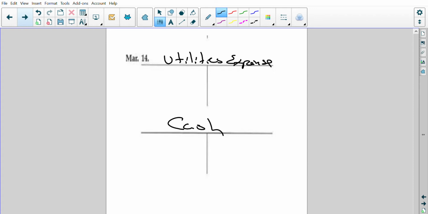So, utilities is an expense, cash is an asset. After I pay the bill, do I have less cash or more cash? Less cash. It's kind of a weird question to ask, but I paid them more money, right? So you debit it because it's an expense. To increase an expense, I've already paid it, so I'm going to debit that $54. And I credit cash 54.